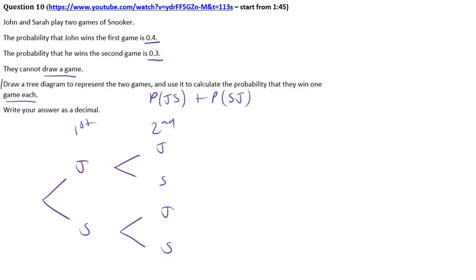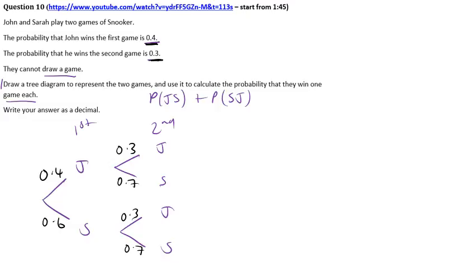Okay, so let's add some probabilities. The first game was a probability of 0.4 for John to win. These are exhaustive events, so they add to 1, so that's 0.6. Second game was a probability of 0.3, so for Sarah, it's going to be 0.7.